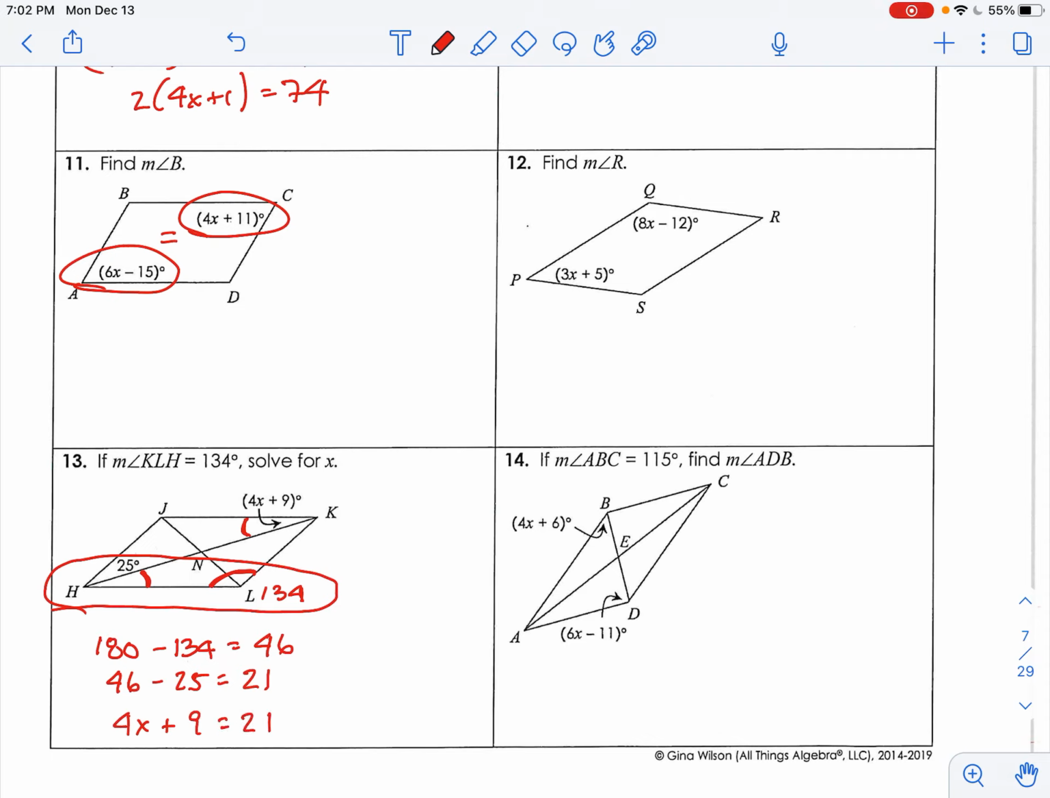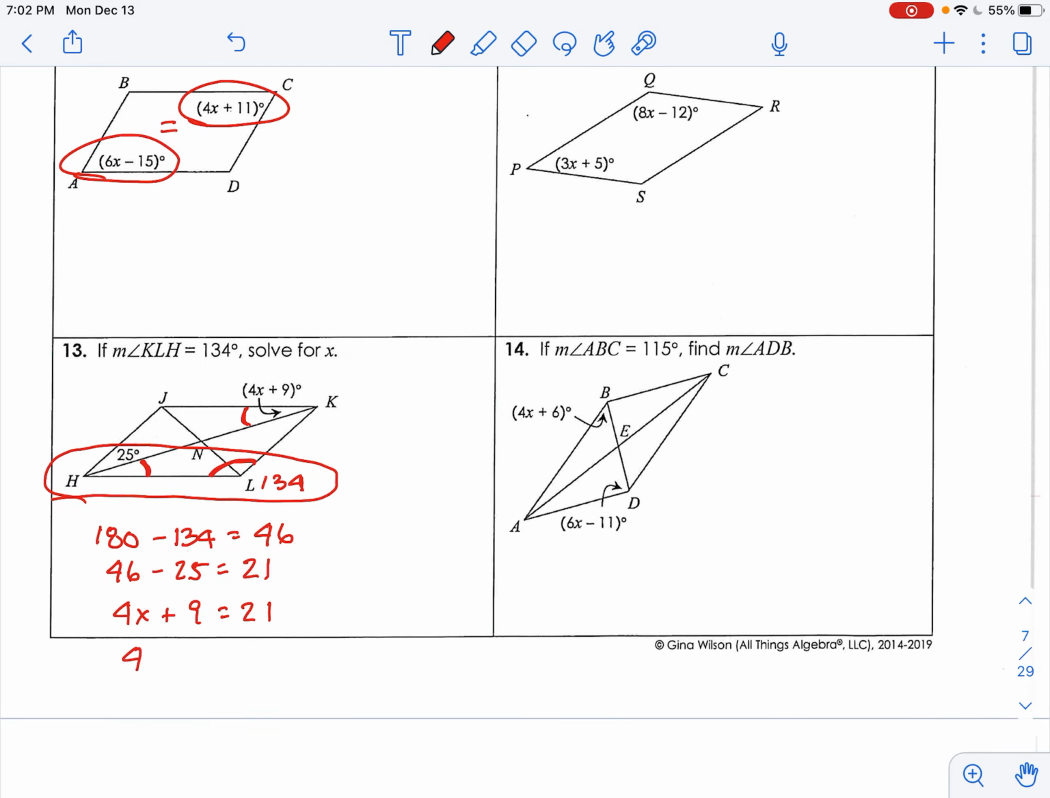For that, if I subtract 9, I would get 4x. I'll finish this one up for you then. I would get 4x equals 12. And I would finally get x equals 3.